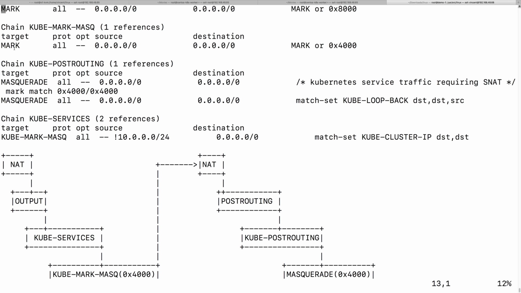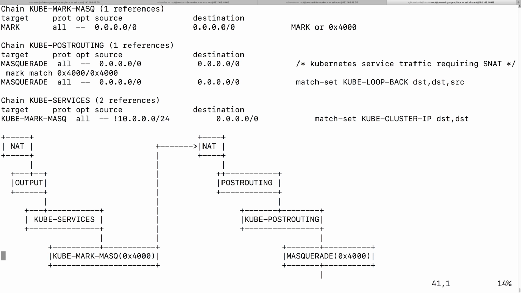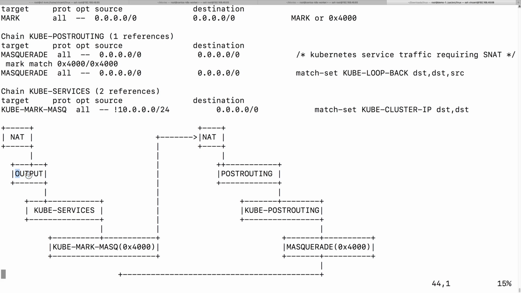So if we look at this, mark all packets from any source to any destination with this flag, right? That's what happens in the output chain. We have a path in the output chain to mark a packet with this flag. That's all the job done in the output chain. After the packet goes through the output chain, it goes through the routing decision, and comes here, the NAT table, the post routing chain.